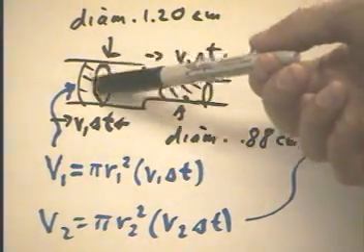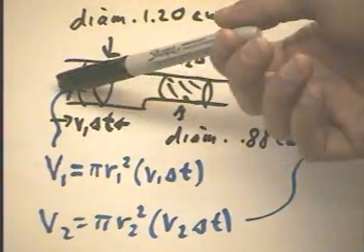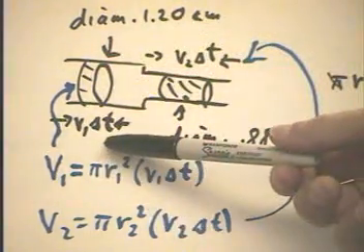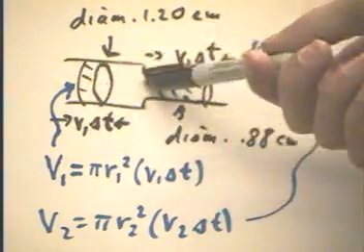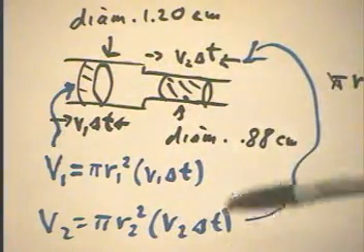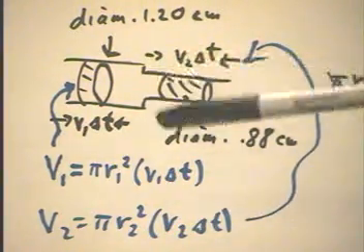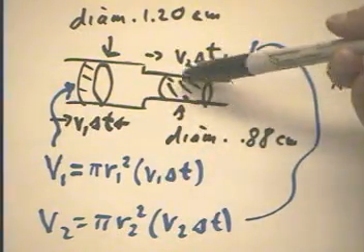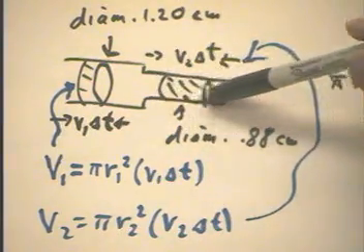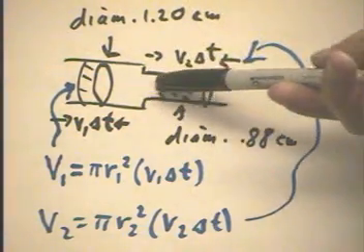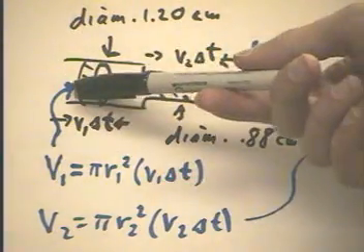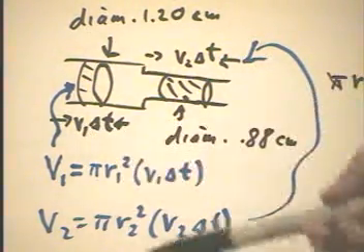The amount of fluid flowing past a point in the first tube, the larger tube, in a time delta t, is going to be V1 delta t, where V1 is the speed of the fluid in that tube. If V2 is the speed of the fluid in the second tube, then a volume V2 delta t will flow past a given point in this tube in time delta t. Actually, the volume is not V2 delta t. The distance the fluid flows here is V2 delta t. The distance the fluid flows here is V1 delta t.